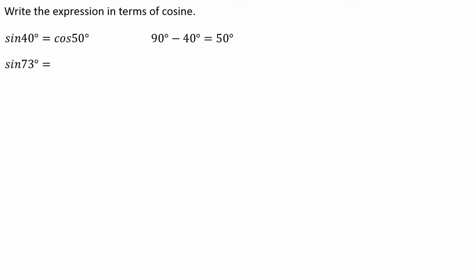What if instead I start with the sine of 73 degrees? Well, that would have to be equal to the cosine of 17. Again, why is that the case? 90 subtract 73 is 17.